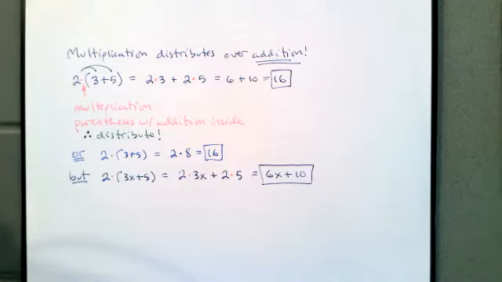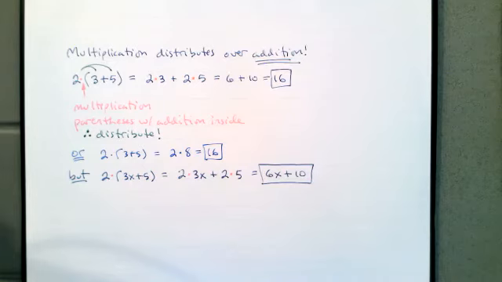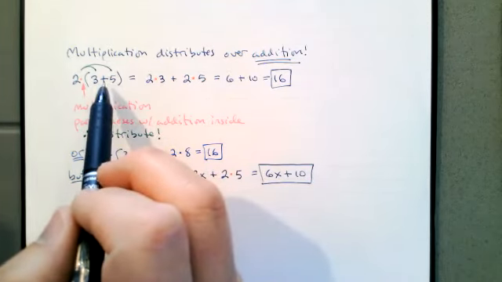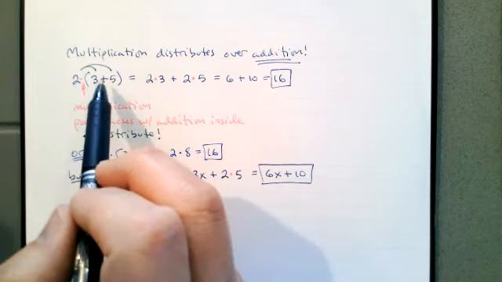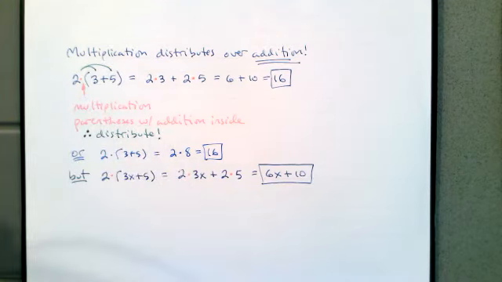So we want to stop reading parentheses as do this first and start reading parentheses as this is one thing, and then recognize that we have options for how we proceed. The reason I always phrase it as multiplication distributes over addition is that we see parentheses and we just start doing the distributive property, even when it's multiplication but not addition. So it has to be multiplication with parentheses and addition inside the parentheses.